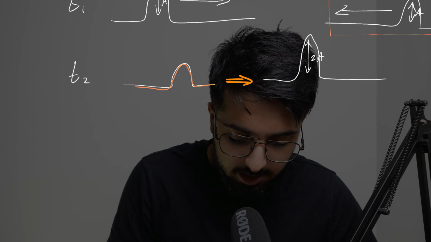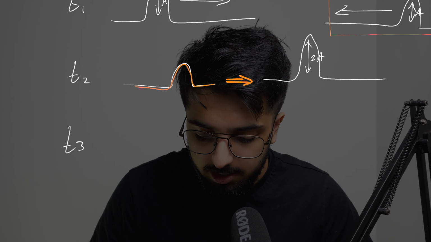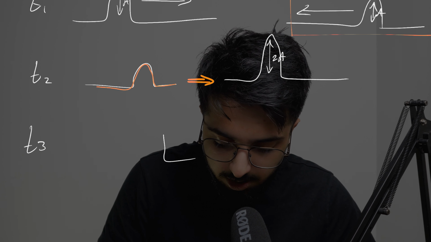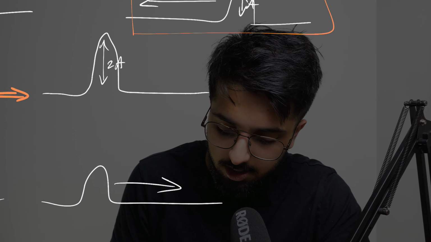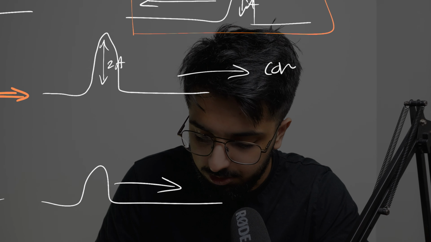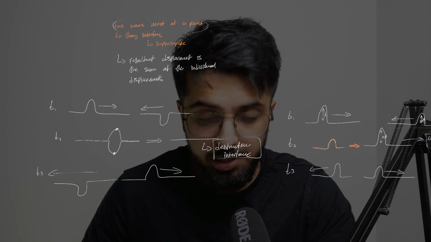And once again, at T3, once they are no longer meeting at the exact same point, this wave will continue on this way, and this wave will continue on this way. And this is called constructive interference. And that will be it for this part 1.